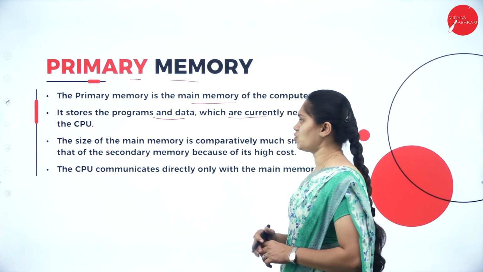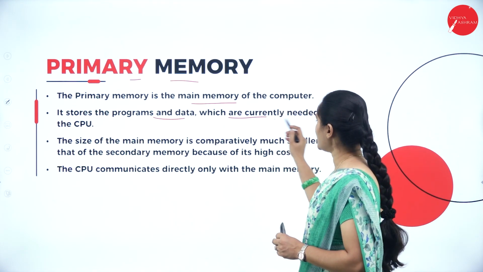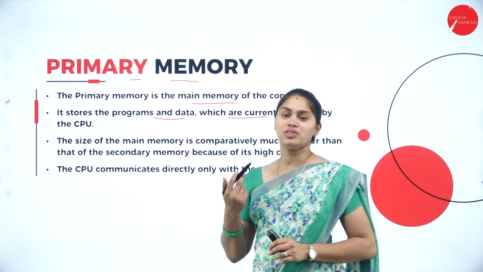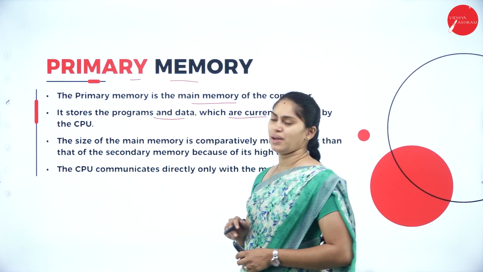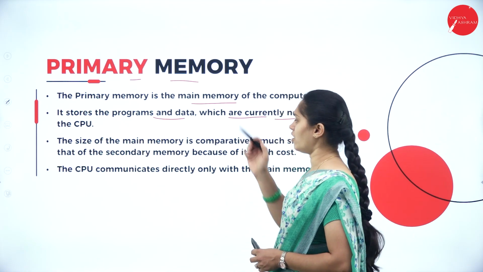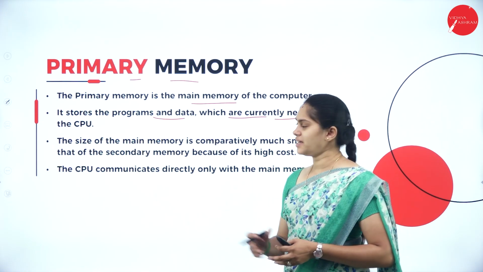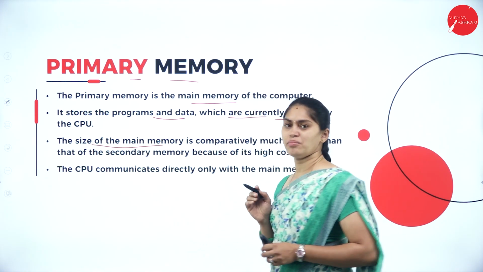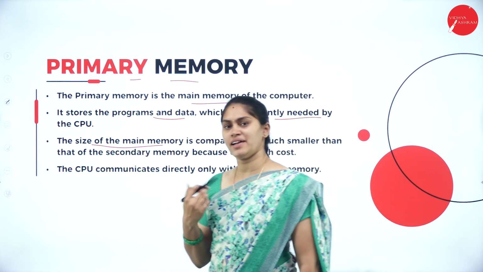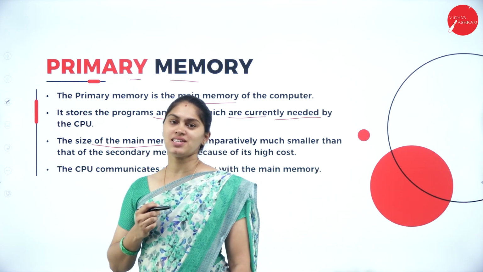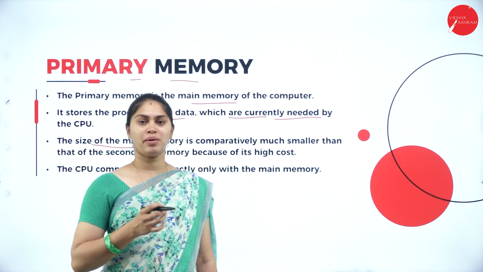then only we can do the execution. Whatever is currently needed by the CPU for processing should be in the computer's main memory or primary memory. Here you can see that the size of the main memory is smaller when compared to the secondary storage devices. At the same time, the size of the main memory is smaller.